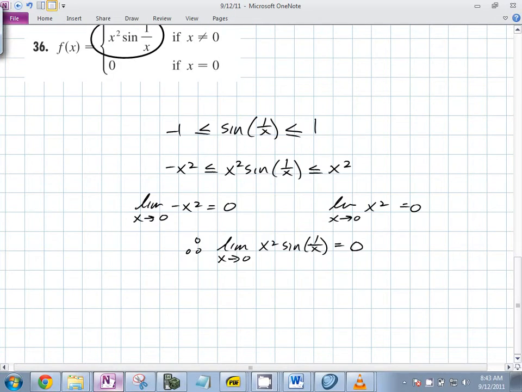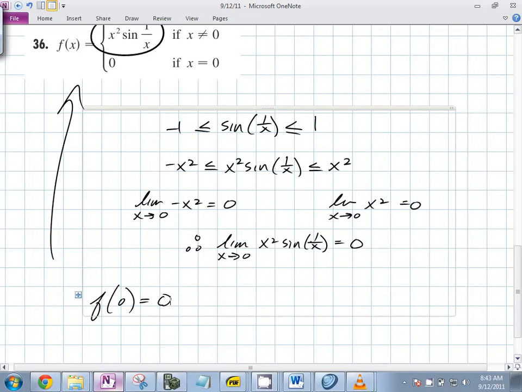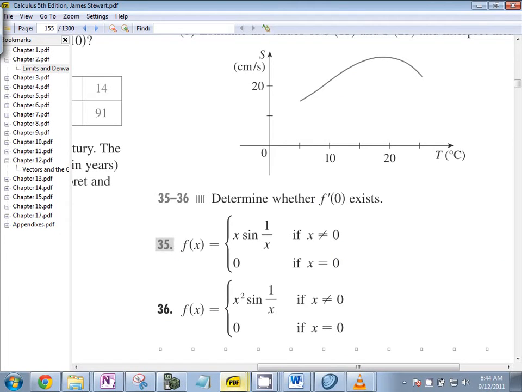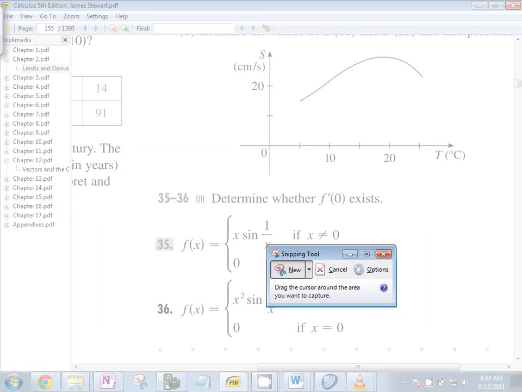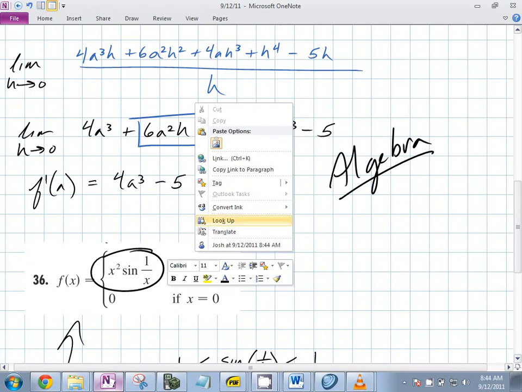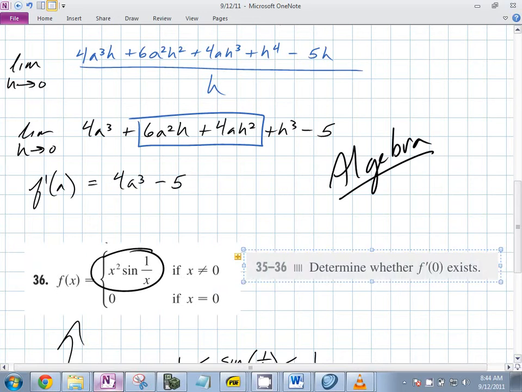But we also know from this function, what else do we know? f of 0 is 0. So you know f of 0 is 0, and the limit is 0. What's the question asking? That's important: determine whether f prime of 0 exists. How do you prove whether a limit exists? The limit exists, right? Determine whether f prime exists. The limit exists and what?